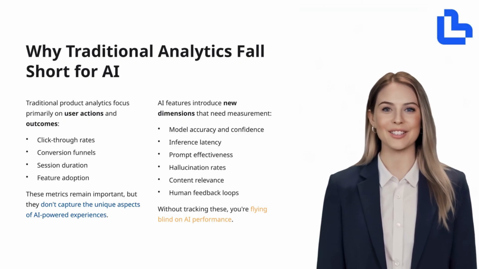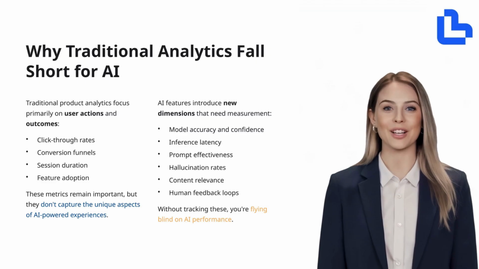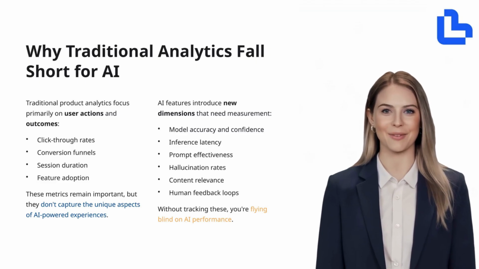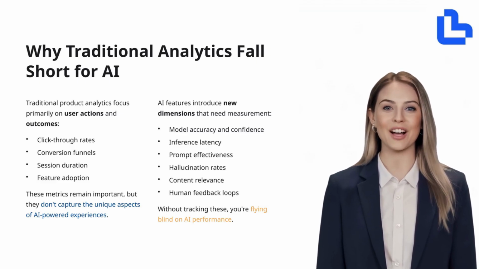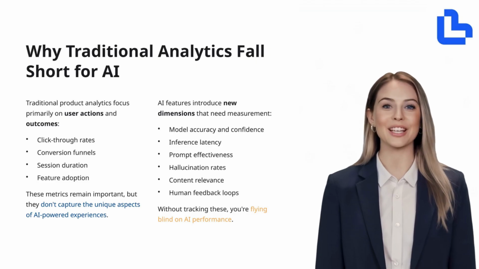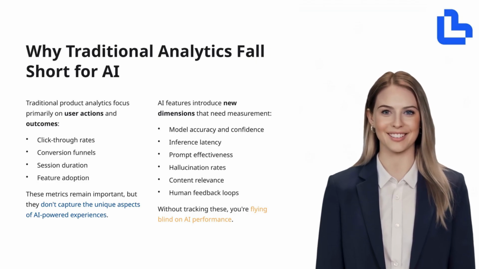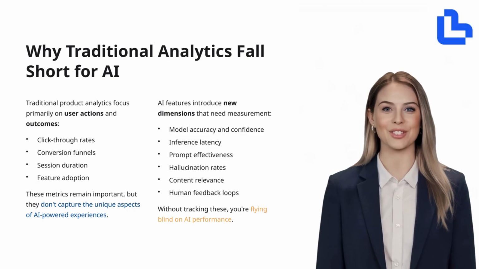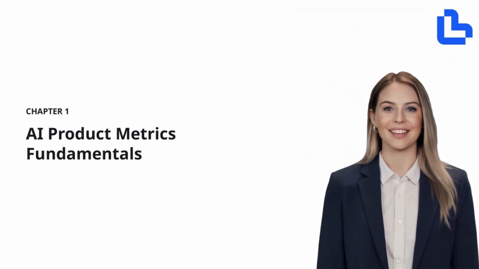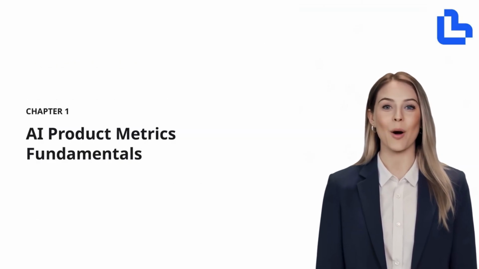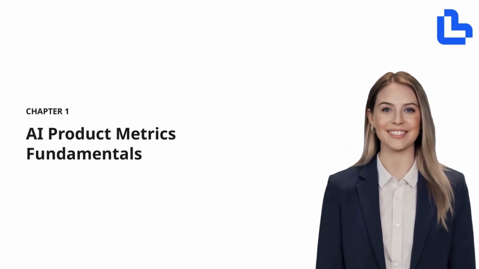We might know that users are clicking or converting, but we won't know if the AI is delivering value, making mistakes, or improving over time. To truly optimize AI features, we need to expand our analytics toolkit and start measuring what matters most in this new paradigm. Now we are entering Chapter 1, where we lay the foundation for effective AI product analytics. This chapter is all about understanding the fundamental metrics that define success for AI-powered features.